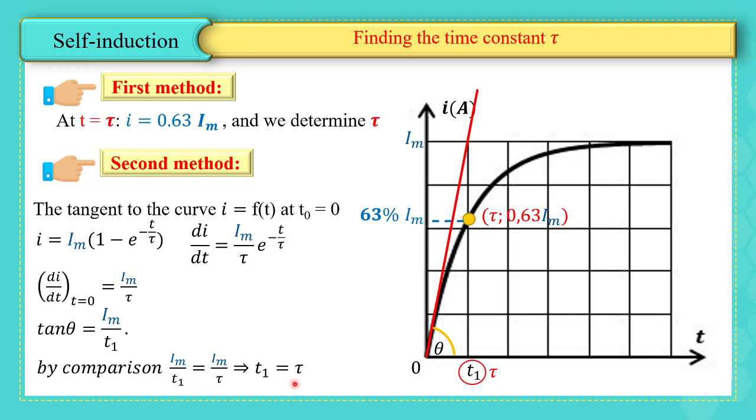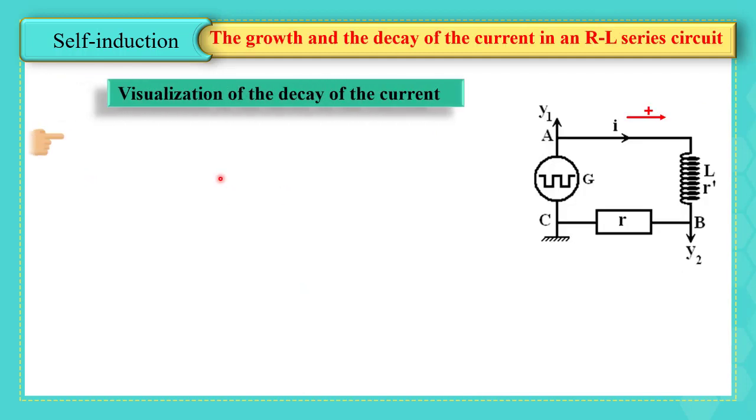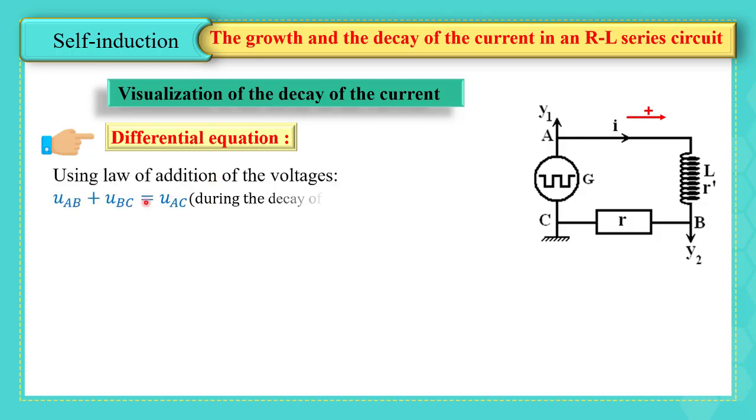Now, in order to determine the differential equation in the case of decay of the current, we will also use the law of addition of voltages, UAC equal to UAB plus UBC, but in this case, UAC equal to 0 in the decay of the current.